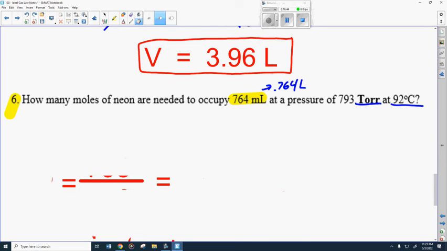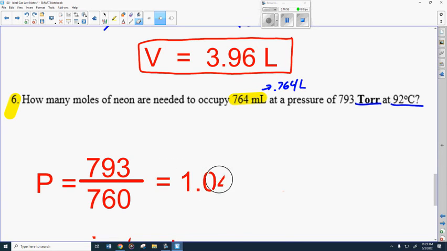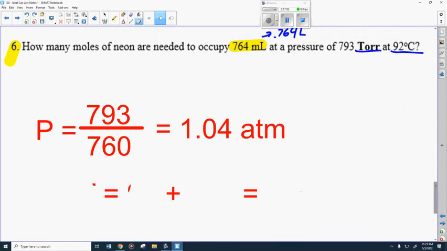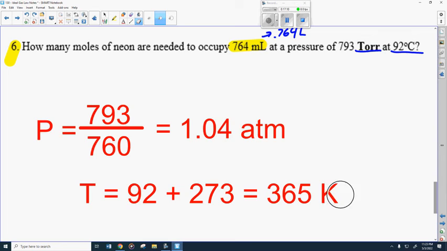So, first of all, let's go ahead and convert that pressure. So remember, torr, whatever that is, 793 in this case, divided by 760 will tell you your pressure in atmospheres. So our pressure is 1.04 atmospheres in this particular problem. And our temperature, which we're pretty used to, is 92 plus 273, which gets us 365 Kelvin. You should be able to convert from Celsius to Kelvin in your sleep at this point. Pretty basic thing. We've done it a lot this week.